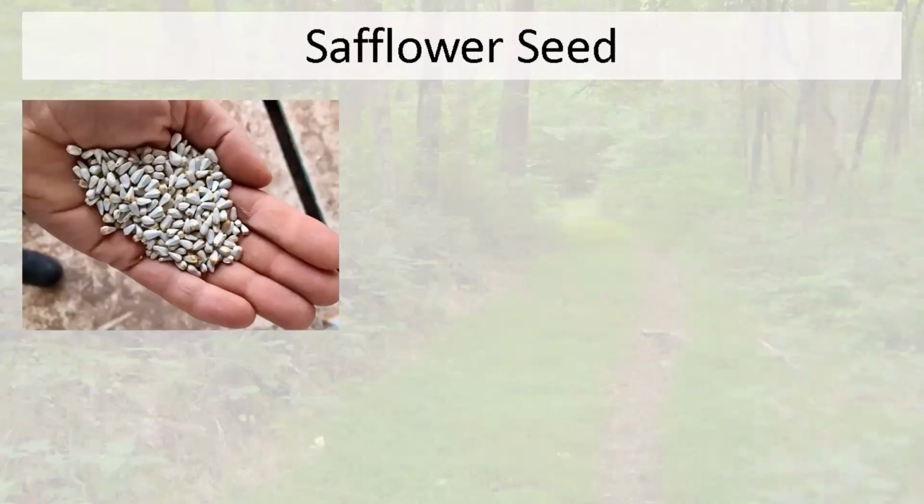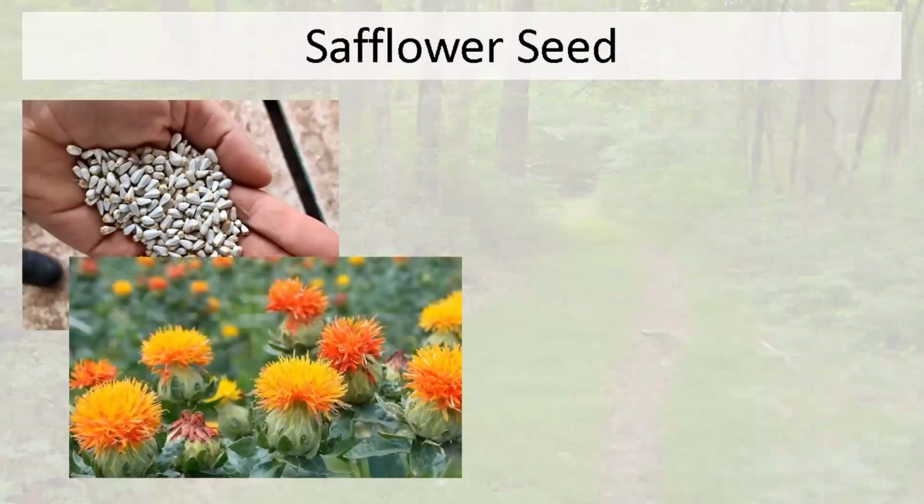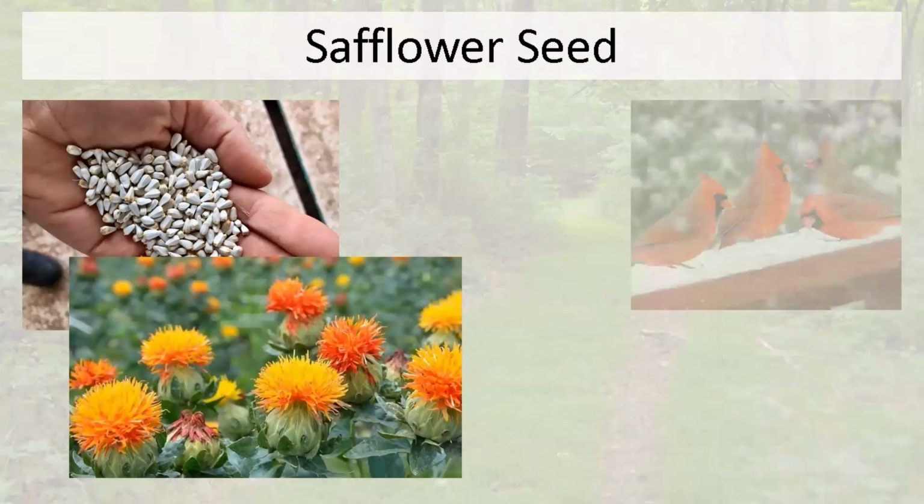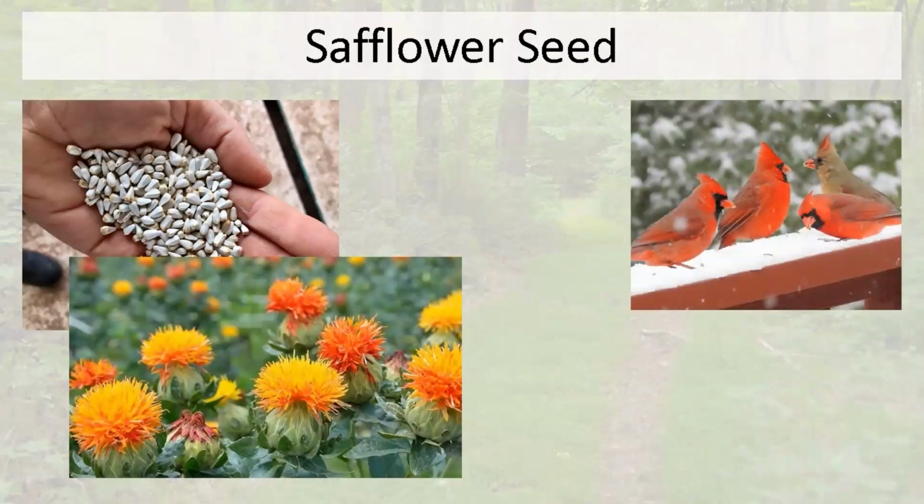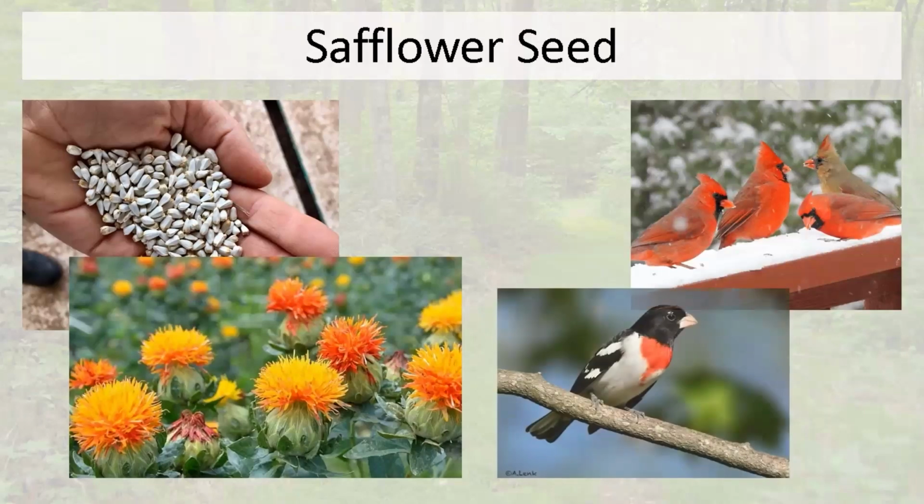Next up, we have safflower seed, which, as the name implies, comes from a flower called a safflower, and it's another favorite of really large-billed birds. Northern cardinals seem to really like it. Eastern towhees, again, really like safflower seed. Rose-breasted grosbeaks, which are a kind of a fan favorite, really like safflower seed. It's quite a variety of bird species that'll eat safflower.